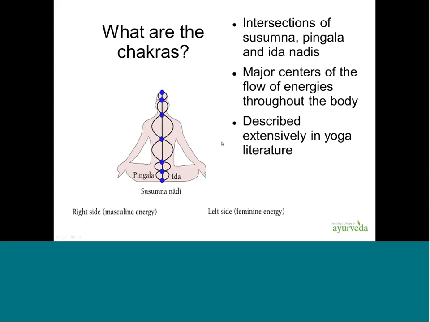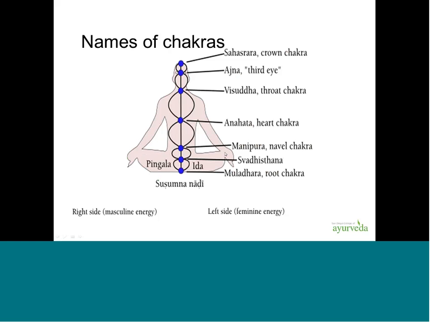And there's extensive description of these chakras in yoga literature. So let's look at the names of the chakras. You have the Muladhara, the root chakra, and then Swadhisthana, which is just above that. And then Manipura is the navel chakra, which is just behind the navel. Anahata is the heart chakra. Vishuddha, the throat chakra. Agya, which is just between the eyebrows, and the Sahasrara, or crown chakra.